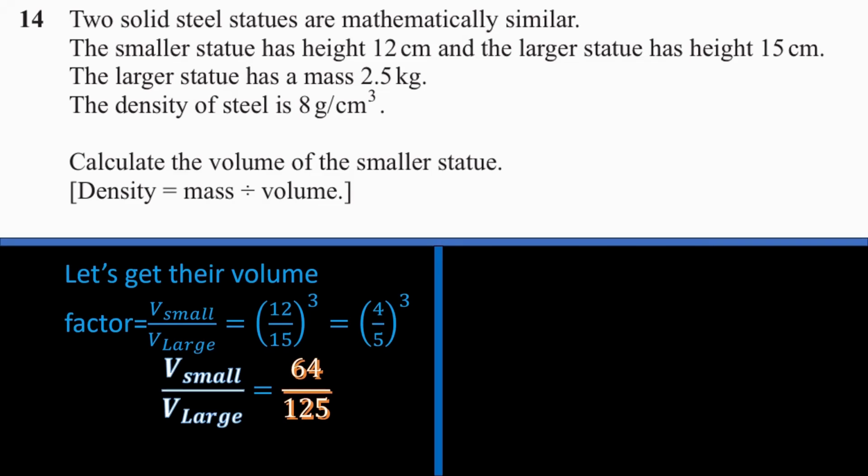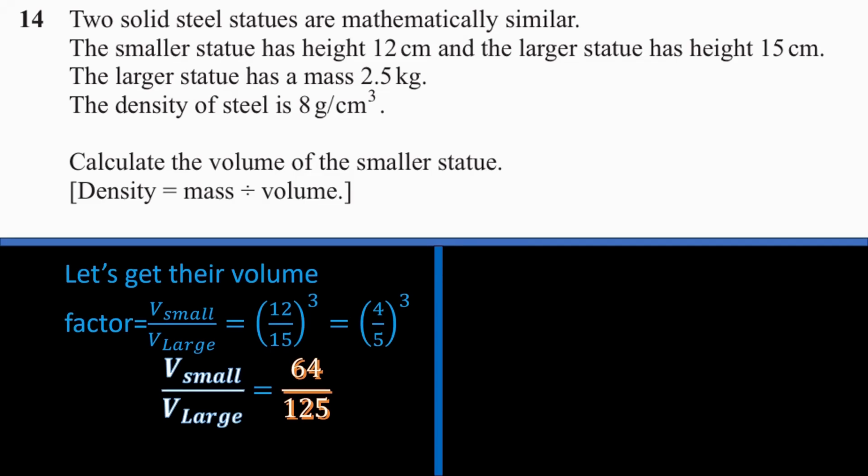And so we now proceed to raise this fraction to power 3, and that gives us 64 over 125. That is, 4 raised to power 3 is 4 multiplied by 4 multiplied by 4. That gives us 64. And 5 raised to power 3 is 5 multiplied by 5 multiplied by 5. That's in 3 places. That gives us 125. So the volume factor will be 64 over 125. Why are we interested in volume factor? Because we are looking for the volume of the smaller statue.